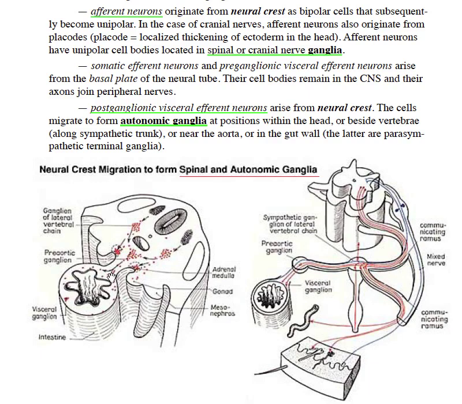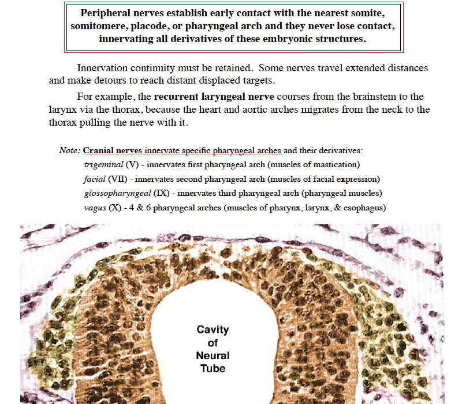Also, some of them will migrate to the adrenal medulla and become adrenal medulla cells that secrete epinephrine. Peripheral neurons establish contact with what they are going to innervate very early in development. They make contact with the nearest somite or somitomere or placode or pharyngeal arch, and they never lose that contact. They end up innervating everything that's derived from these embryonic somites, somitomeres, placodes, and pharyngeal arches.